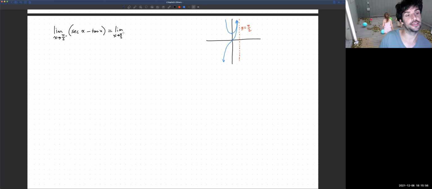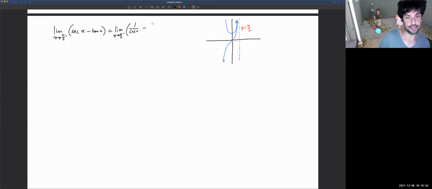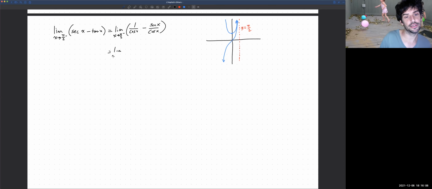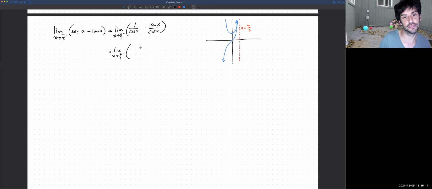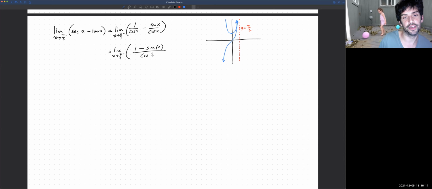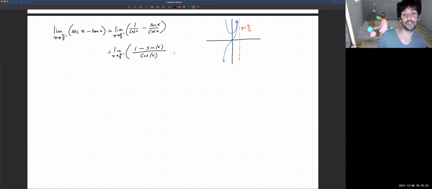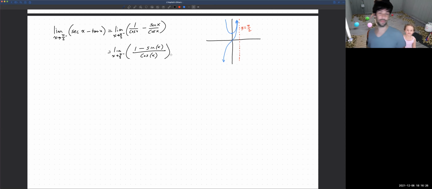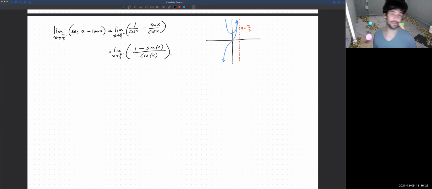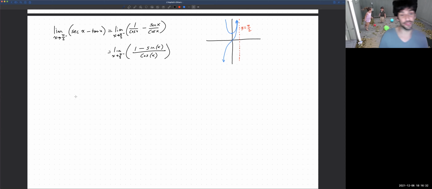All right, so I can say that secant is 1 over cosine of x. And then tangent is sine of x over cosine of x. And then I've got the fraction 1 minus sine of x over cosine of x. Now, what we need to notice is that the limits in the numerator and the denominator are both 0. Sine of pi over 2 is 1, so we have 1 minus 1 is 0. Cosine of pi over 2 is 0, so we have 0 over 0. This is a candidate for L'Hopital's rule.